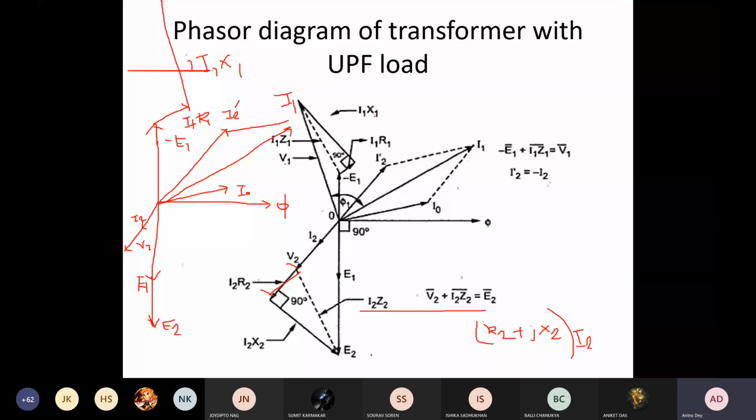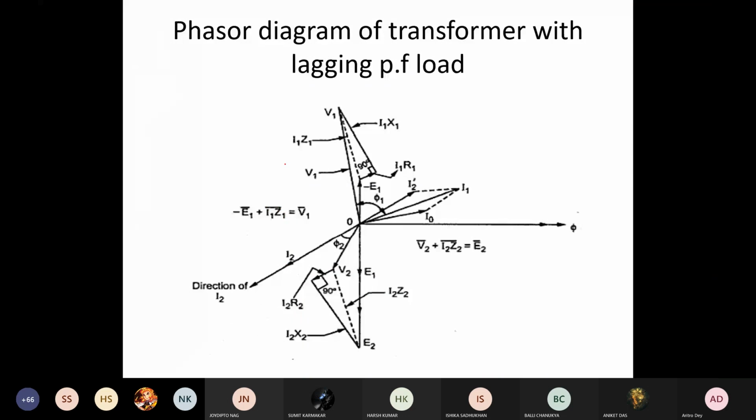So now we should go to the one case. Sir, one thing I don't understand, sir, how V2 is actually lagging E2.